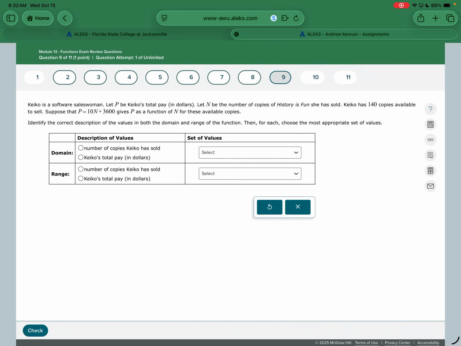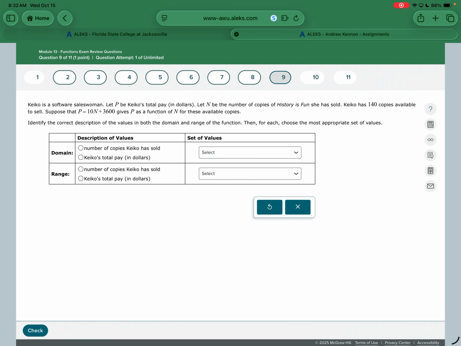Kiko is a software saleswoman. Let P be Kiko's total pay in dollars. Let N be the number of copies of History is Fun that is sold. Kiko has 140 copies available to sell. Suppose that P equals 10 times N plus 3,600 gives P as a function of N and the available copies. Identify the correct description of the values of the domain and range. So the domain and range in real life.